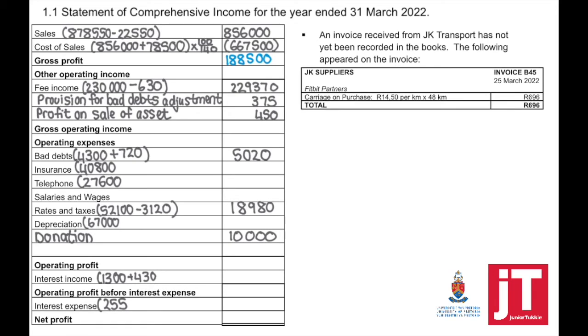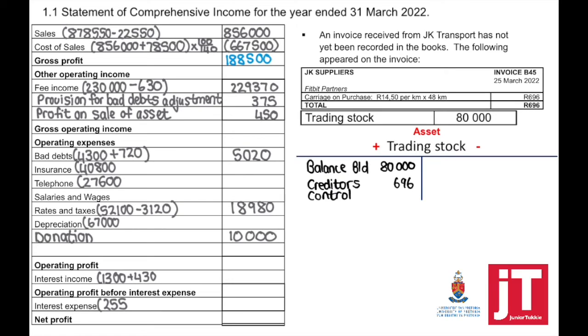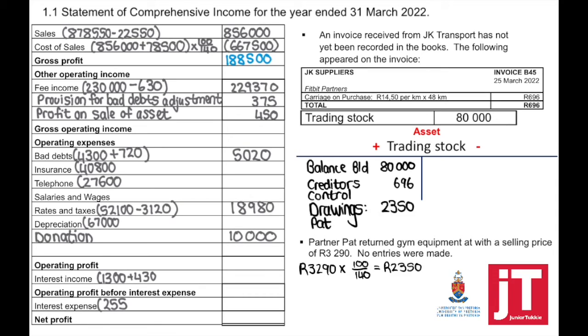An invoice received from JK Transport has not yet been recorded in the books. The following appeared on the invoices. Carriage on purchase is not going to be treated as an expense to the business. It's added to the trading stock account. So don't show carriage on purchase in your operating expenses. This must be added to the trading stock account, 696. Partner Pat returned the gym equipment at a selling price, so we had to calculate the cost.